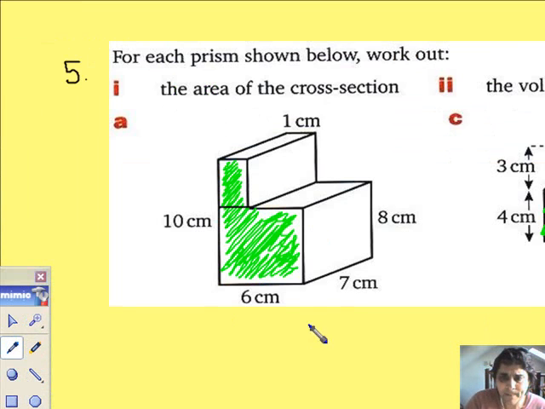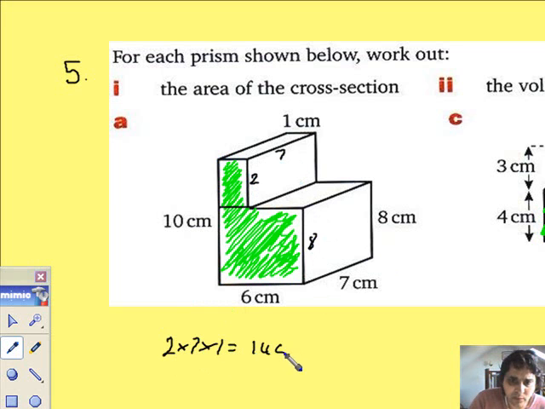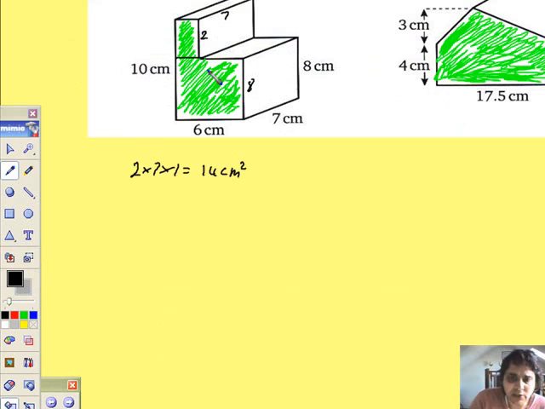If we do the top block, we've got 8 tall, that's 8, that's 8, and that's 10. That little part must be 2 only, because 2 plus the 8 makes 10. It goes in 7 deep, so that's going to be 7 as well. So my front part here, the top block, is going to be 2 by 7 by 1. That's going to be 14 centimetre squared.